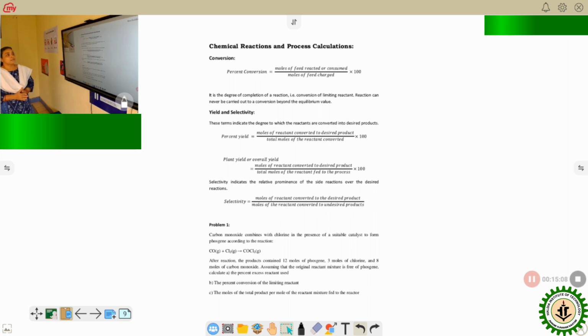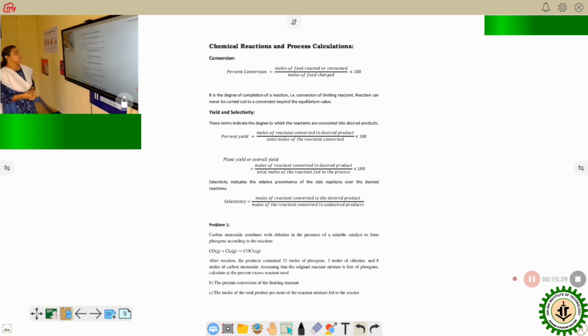Conversion is actually the fraction of feed that is converted to product. Now, percent conversion is calculated as moles of feed reacted or consumed divided by moles of feed charged, into 100. It is basically the degree of completion of reaction, that is, conversion of limiting reactant.